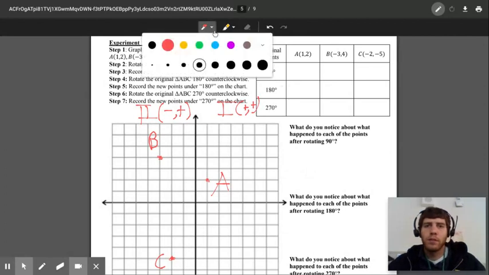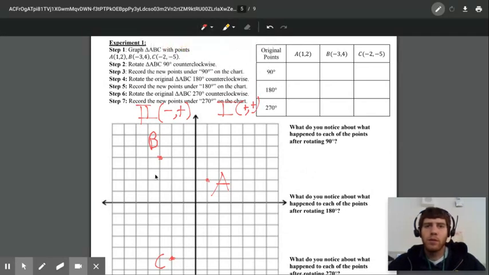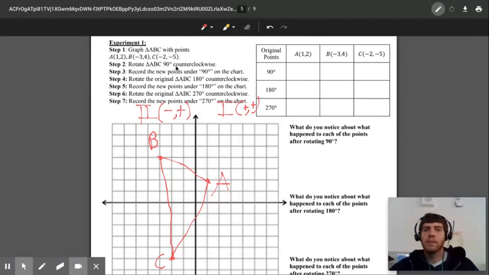So let me change colors here. Let me draw the original triangle in. I can draw straight lines. Okay, there's A, B, C. Okay, there's triangle ABC. So we want to rotate this 90 degrees counterclockwise.